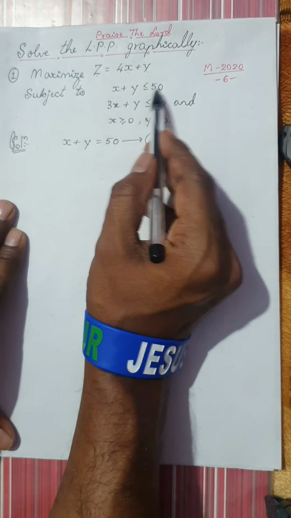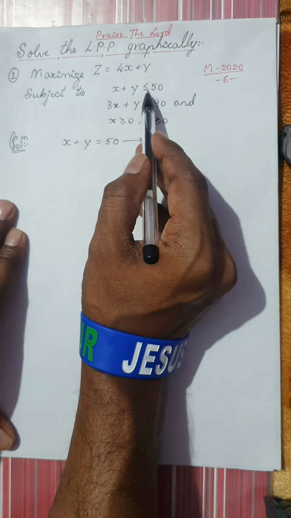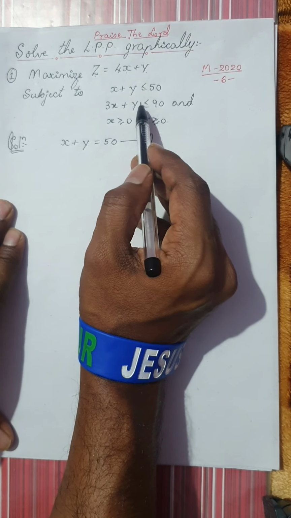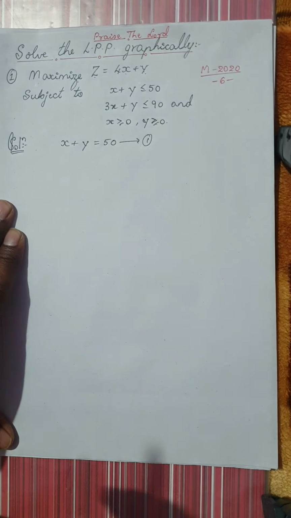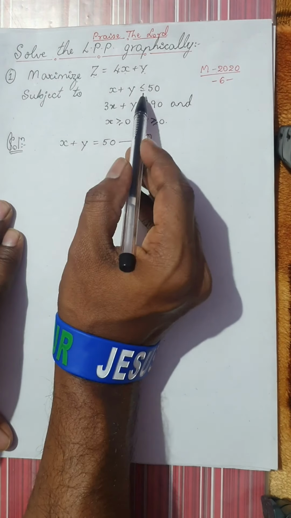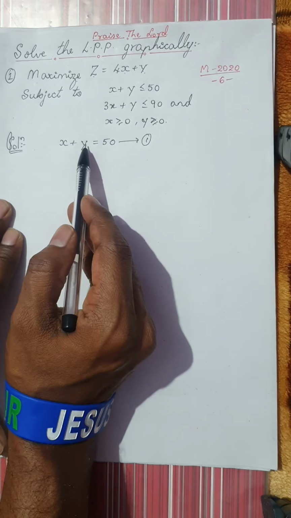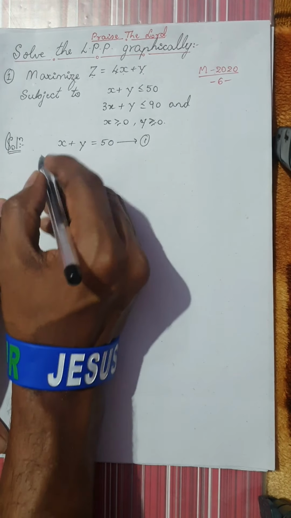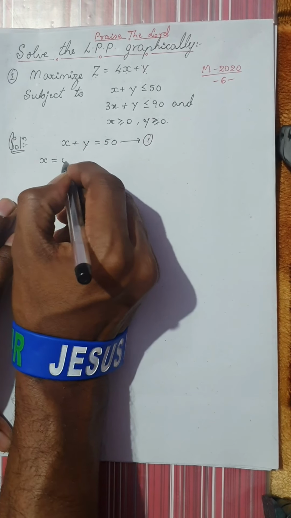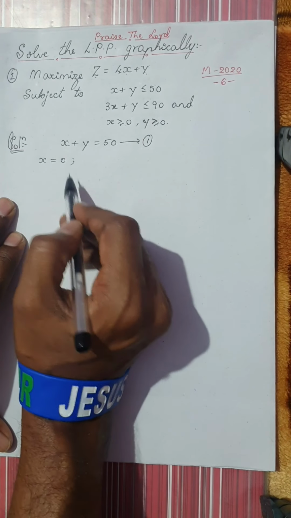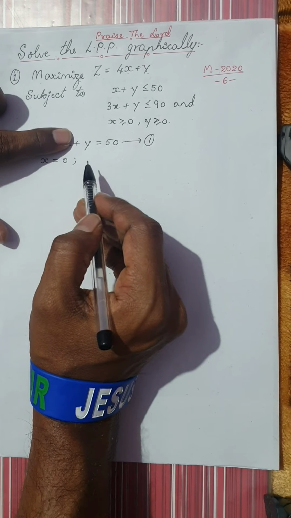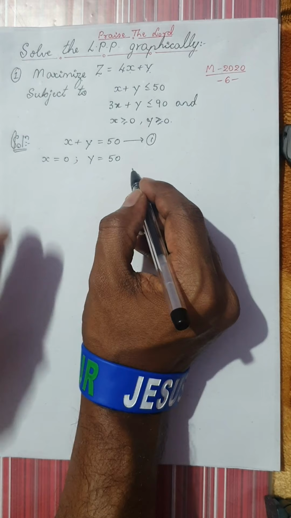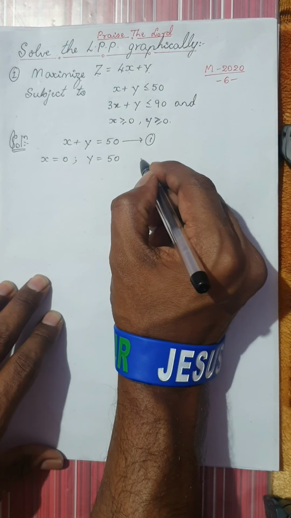Any equation where you have less than or equal to or greater than or equal to or strictly less than or strictly greater than are called inequalities. We have seen this in first PUC mathematics. Now, as I told you, convert the inequalities into equalities. Once you get x plus y is equal to 50, a very simple process is, if you put x is equal to 0, you would directly get y is equal to 50, isn't it?